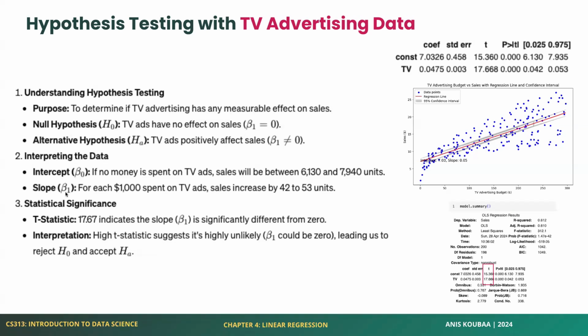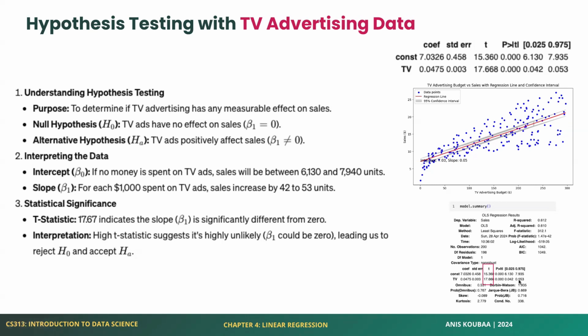So when we look at beta 0 and beta 1, we find that the slope is, of course, different from 0. It's between 0.042 and 0.053. But still, the value 0.0475 is a small value. So we need a kind of threshold to determine whether this value would be considered as 0 or not, that is, whether the null hypothesis or the alternative hypothesis is correct.